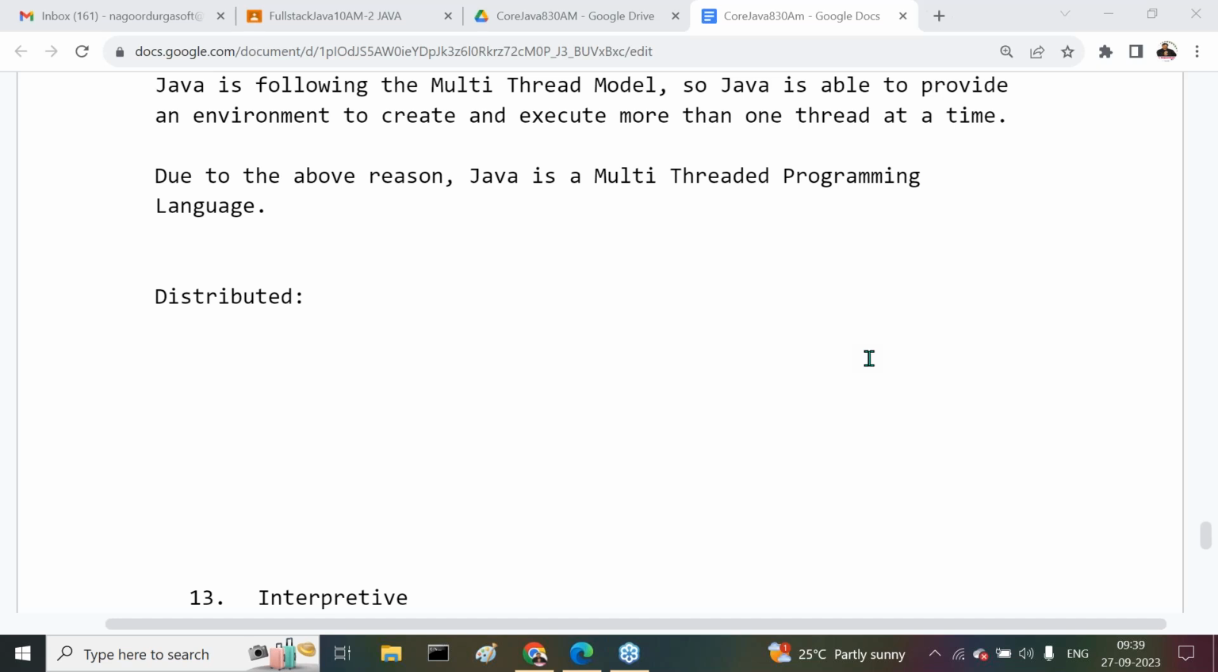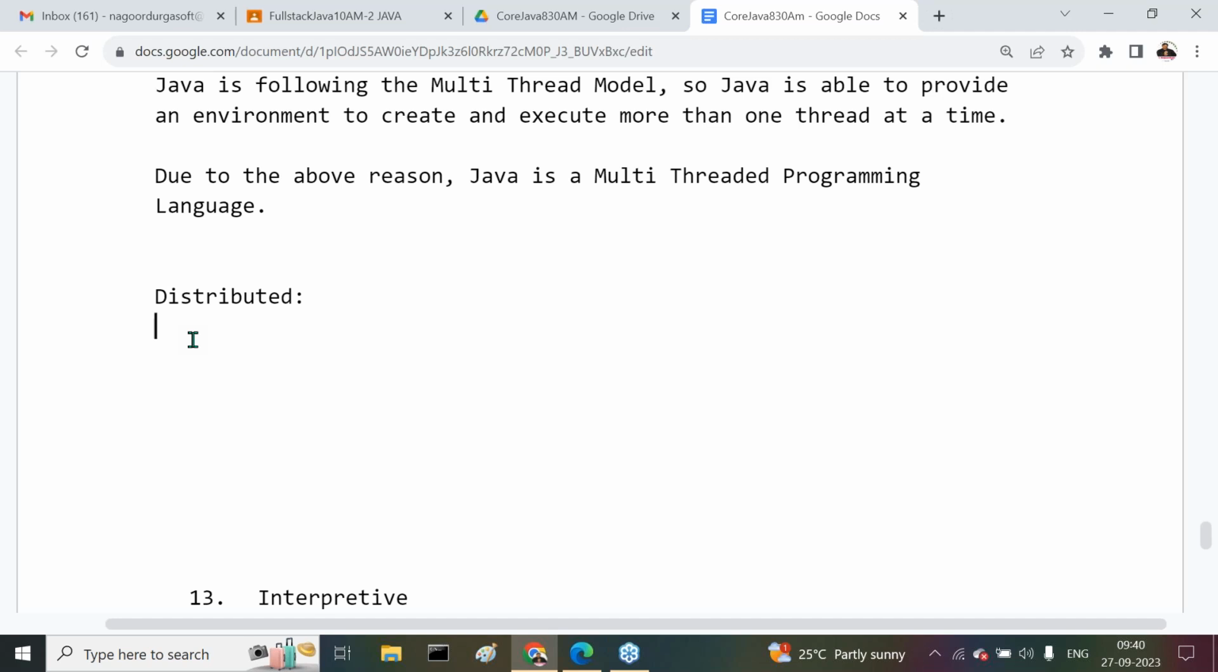Okay, right. Now let's move on to the next point. What is the next one? Distributed programming language. Guys, observe carefully. What is the meaning of this distributed programming language?